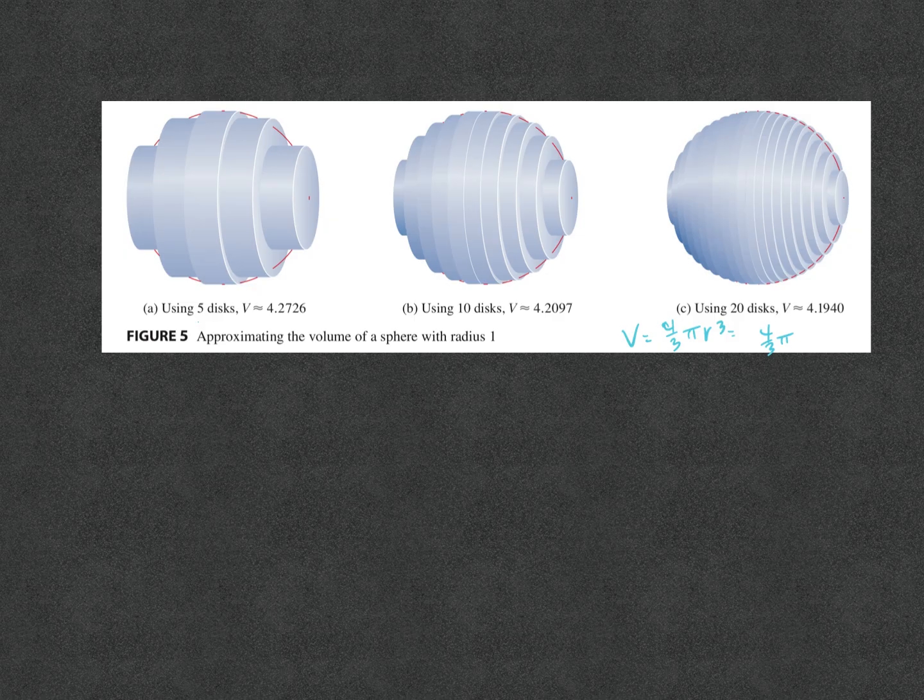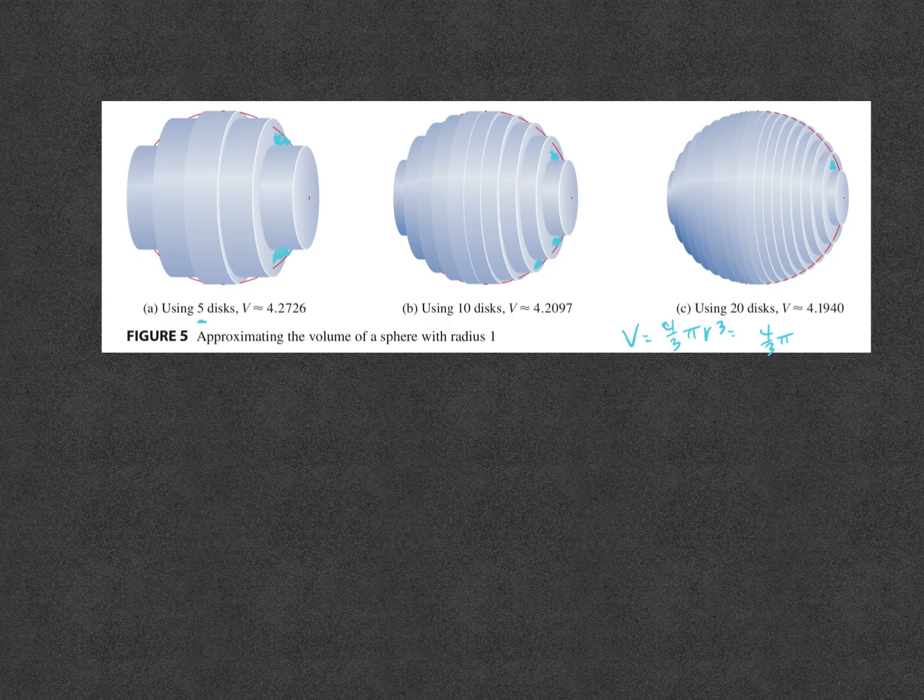But notice that when we only have 5 disks, these are big chunky disks, and there's a lot of space happening in here between the sphere and the disks that we have chosen. And the more disks we get, the smaller this error becomes, and the closer we can become. You can kind of see that this one's really close. And if you look at the decimals, when you use 20 disks, you get a better approximation.